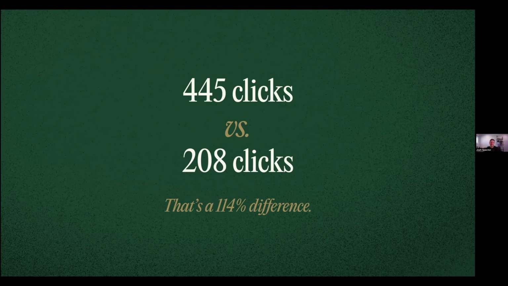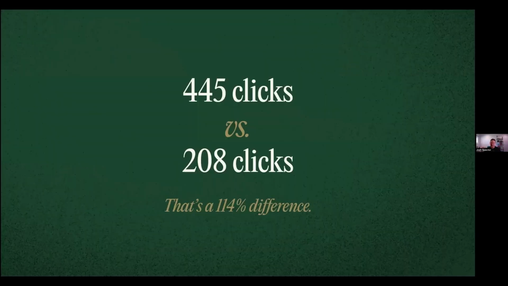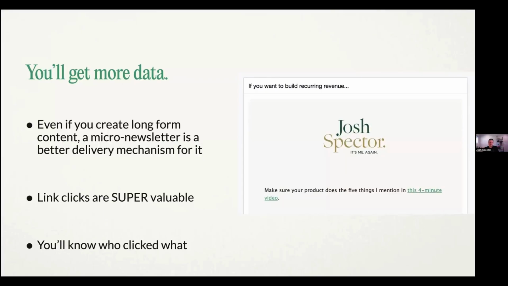That is a massive difference in terms of the ability to drive clicks and traffic. Again, 114% difference between the micro newsletter and my longer newsletter. And by the way, those are individual link numbers. That's not total numbers. So you'll get more data, right? If you're getting more clicks, you're getting more data. This is why, even if you're going to write and create long form content, which, by the way, I do, I have podcasts and videos that are an hour long.